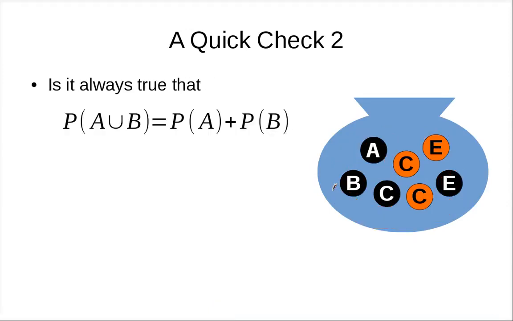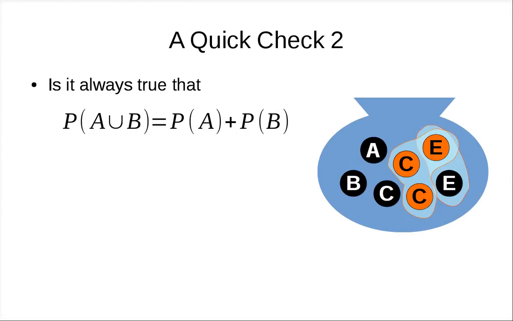Let's have another quick check. Is it always true that the probability of a union of 2 events equals the sum of the probability of each event? Yeah, let me give you a few seconds to think. This is not true, okay?